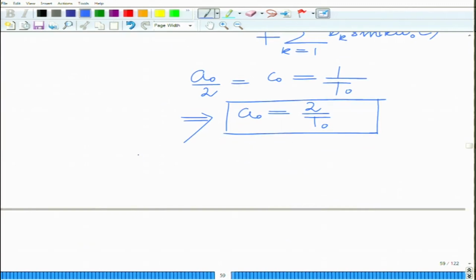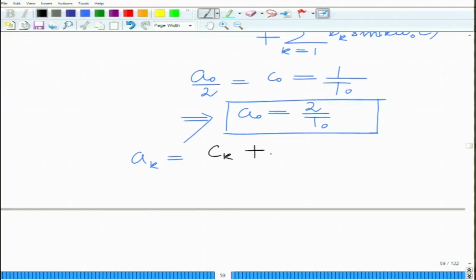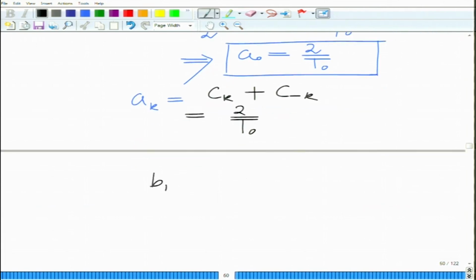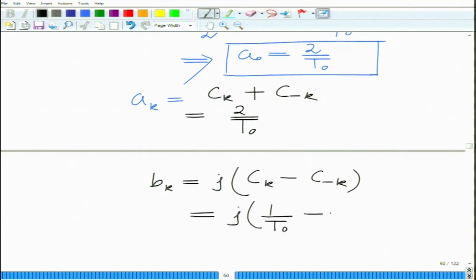Further, a k, remember, a k is Ck plus C minus k, both Ck and C minus k are 1 over T naught. So, a k for any k is 1 over T naught plus 1 over T naught, that is 2 over T naught. And b k equals j times Ck minus C minus k, which by the same logic is 1 over T naught minus 1 over T naught equals 0.